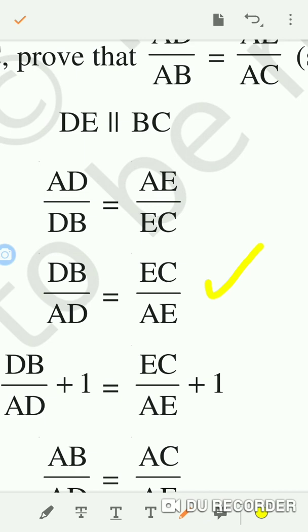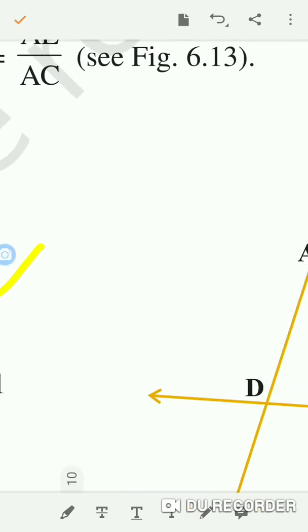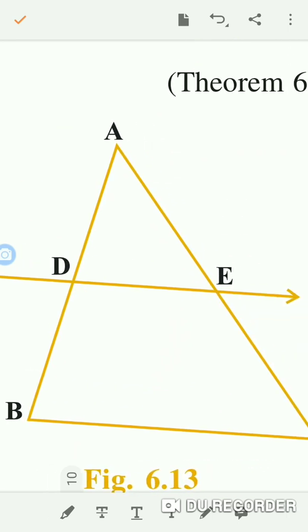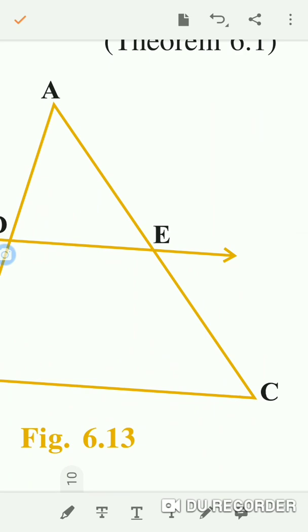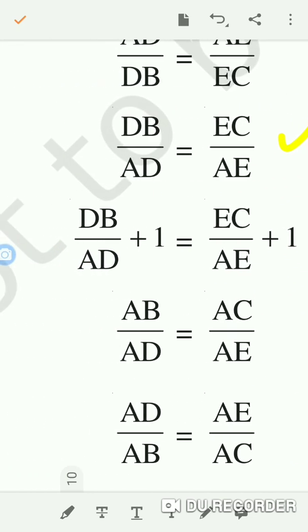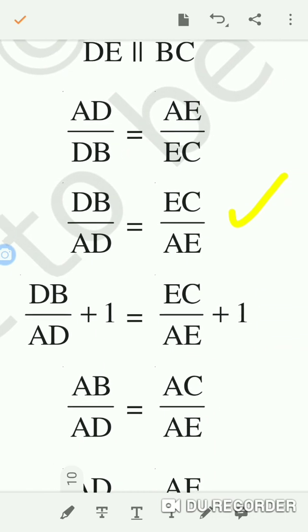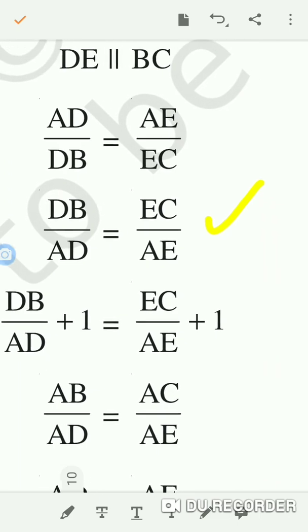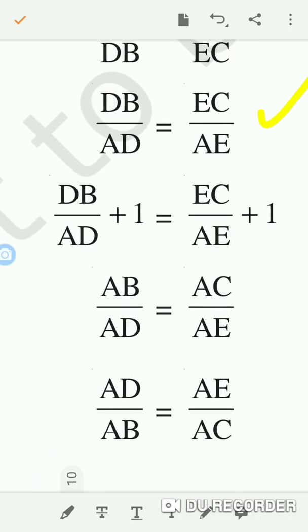Which step? This step. DB upon AD is equal to EC upon AE. You can see the figure. First, according to theorem, we have written AD upon DB is equal to AE upon EC, and then what they did? It's invertendo, that is DB upon AD is equal to EC upon AE. After that, what they did? They have added 1 to both sides of the equation.